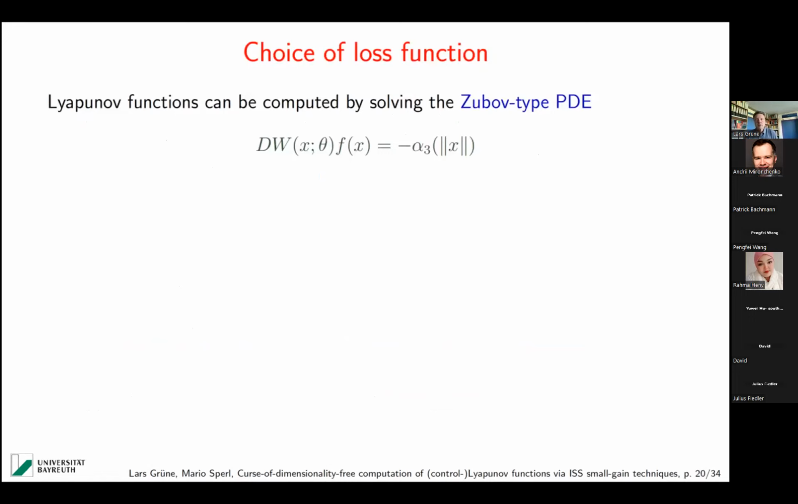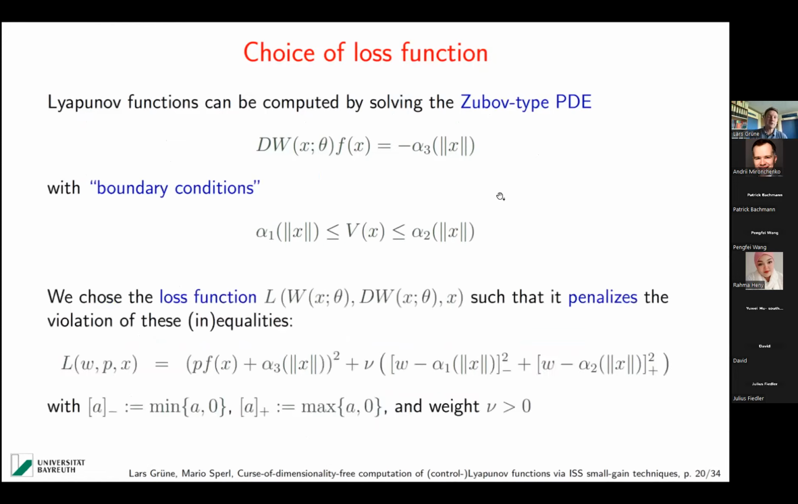And well, since this is motivated by PDEs, let's start with a Zubov type PDE. Now I have really the alpha 3 here instead of the W, and try to design a loss function which gives us a penalization value whenever this is violated. Well, this is not enough. We also, of course, need the boundary conditions of this type. And then what we do is we choose the loss function such that it penalizes all the violations.